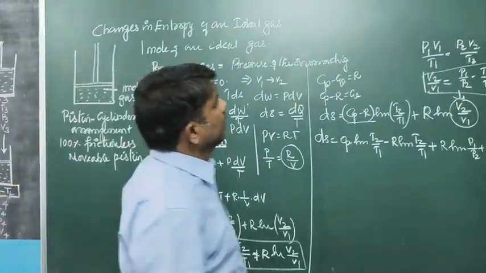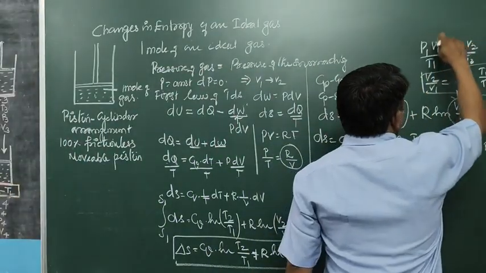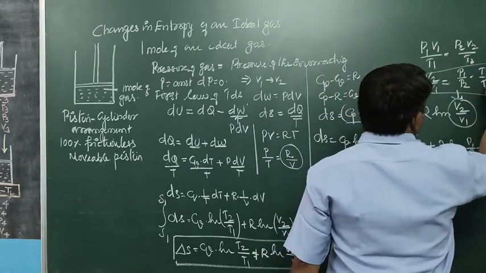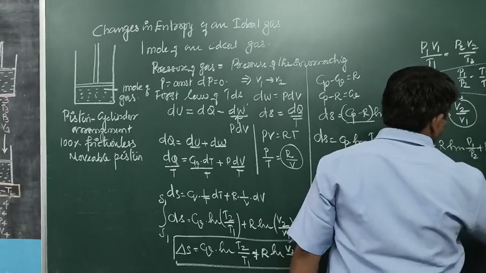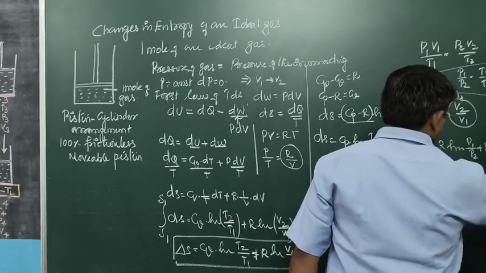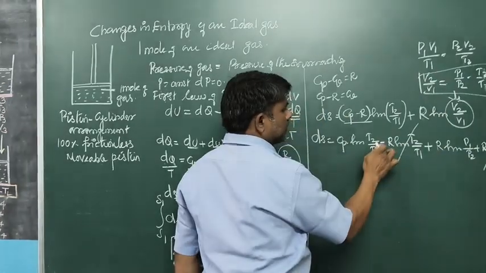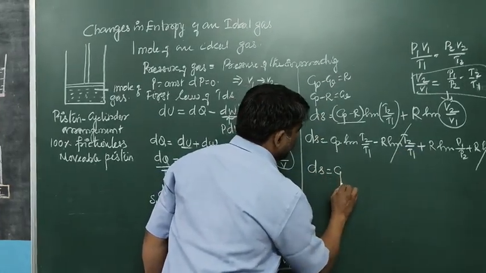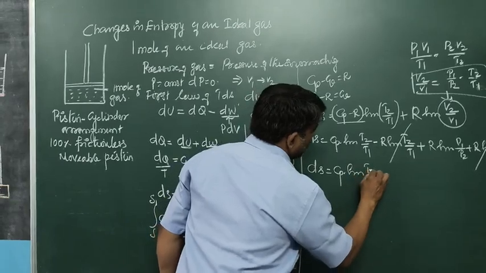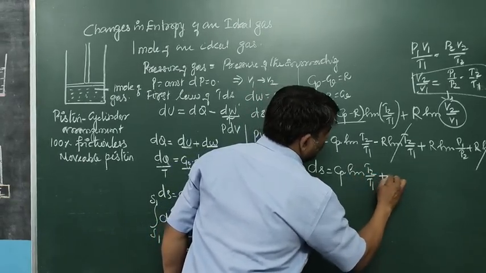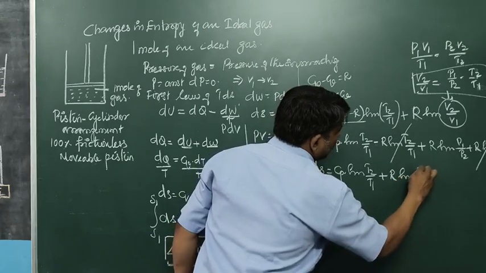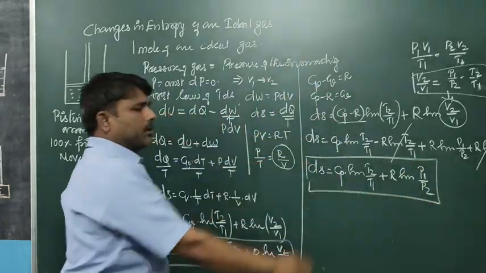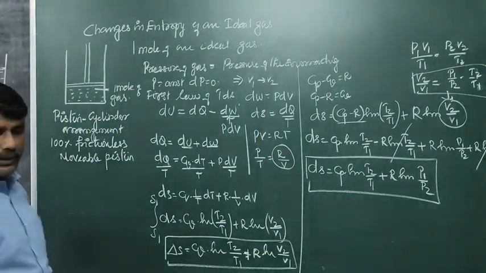Clear? I'm sorry, V2 by V1 is equal to P1 by P2 into T2 by T1. Here T2 divided by T1. This term and this term get cancelled; this is minus, this is plus. Hence the final equation is Cp ln(T2/T1) plus R ln(P1/P2). This is the change in entropy of an ideal gas.